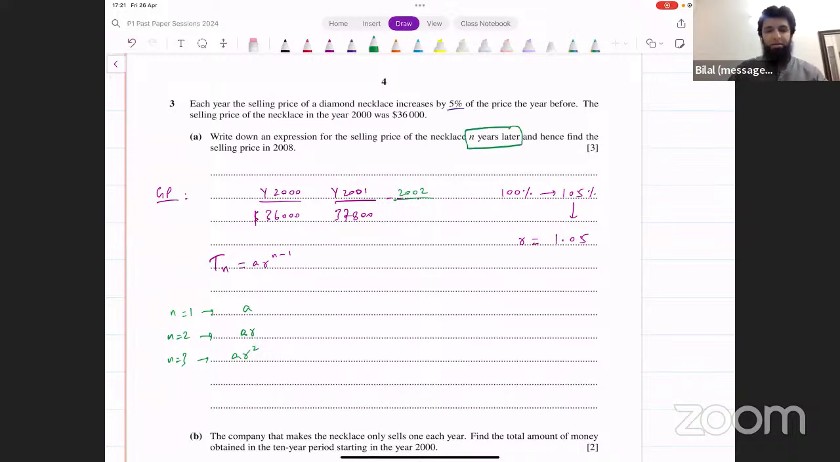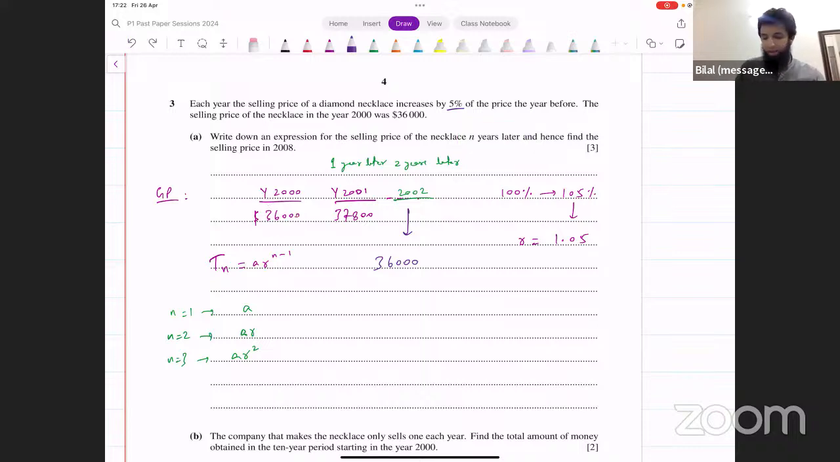This n means something else. It says n years later. What that means is, if you're talking about the price of the necklace 1 year later, which term are we talking about? In 2001, it would be 1 year later. So this number is 1 year later. And then this number is 2 years later. What would be the price of the necklace 2 years later? Can you think of that? The starting price is 36,000. Let's actually calculate this one, and that will make it clear how this formula is going to look like for n years later.